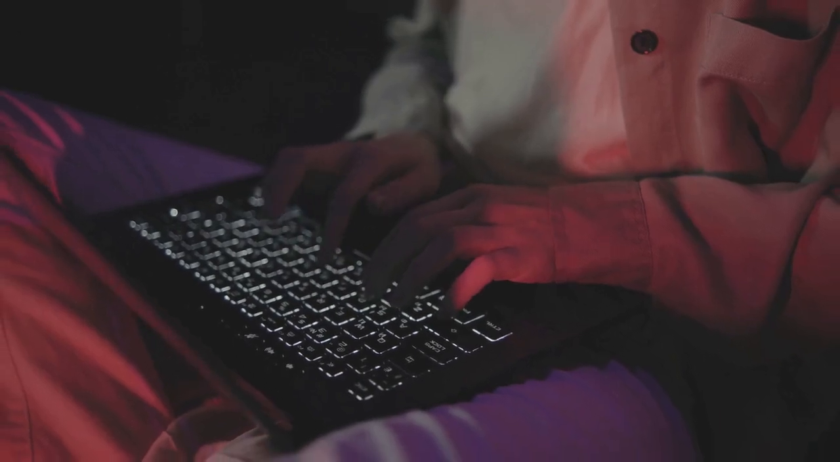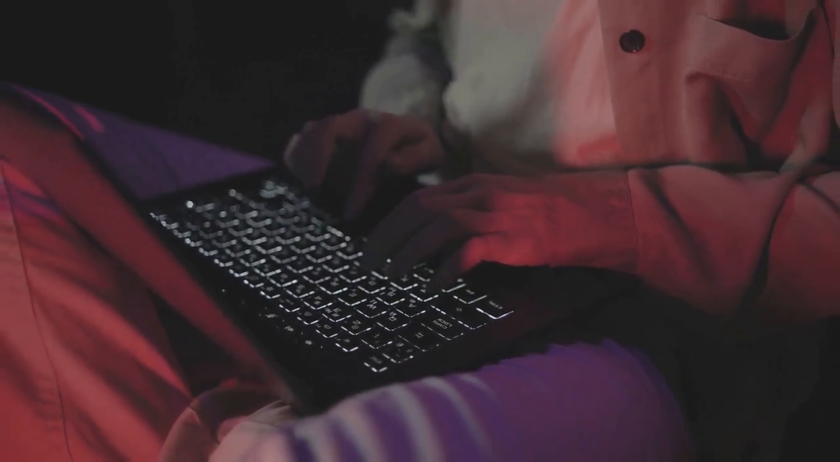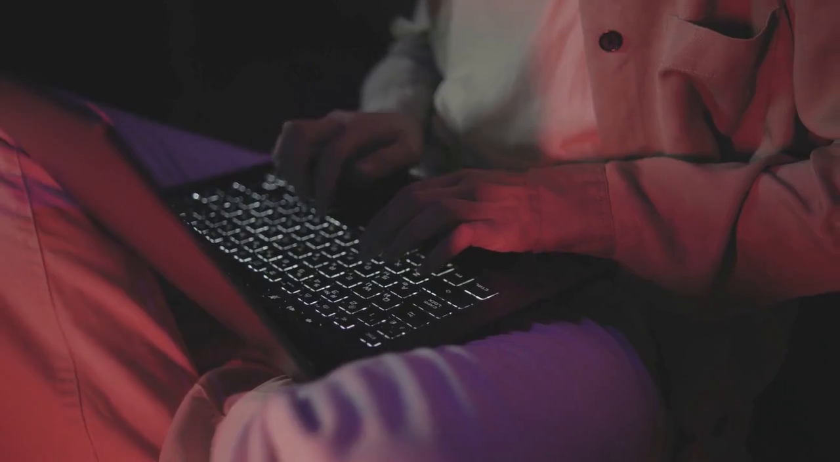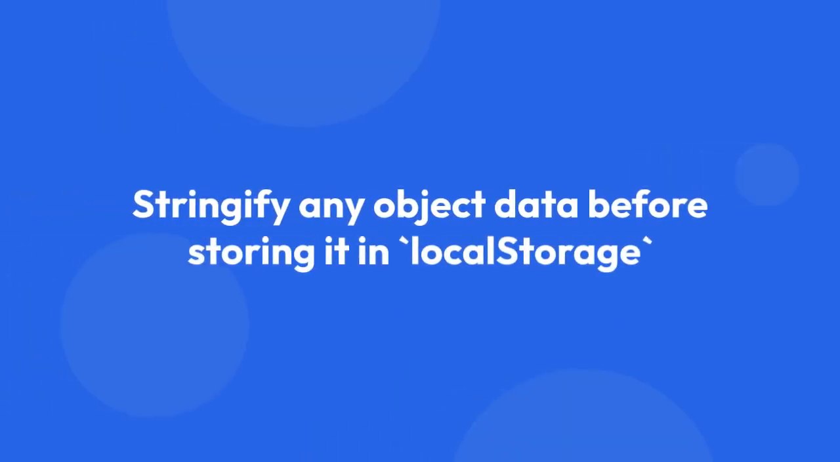Within the useEffect, we'll check if there's existing data in local storage. If it exists, we'll load it into our context. Otherwise, we'll start with a default value. Importantly, we'll need to stringify any object data before storing it in local storage because it only accepts strings, and parse it back into an object when retrieving it.